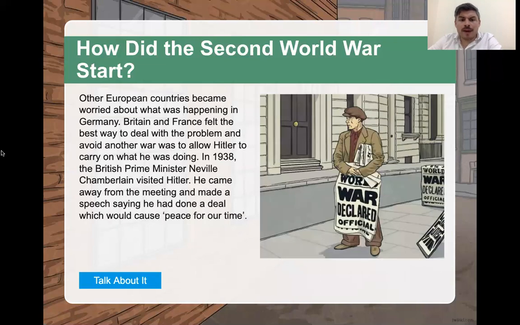So what we see, the other countries in Europe, they became worried about what was happening in Germany, especially France. France was looking at Hitler and thinking, we've had war not long ago. France, even till today, parts of it you can't access due to World War I. And they were thinking, what's the best way to avoid a problem? What's the best way to deal with it? They didn't want another war, so they decided to use appeasement.